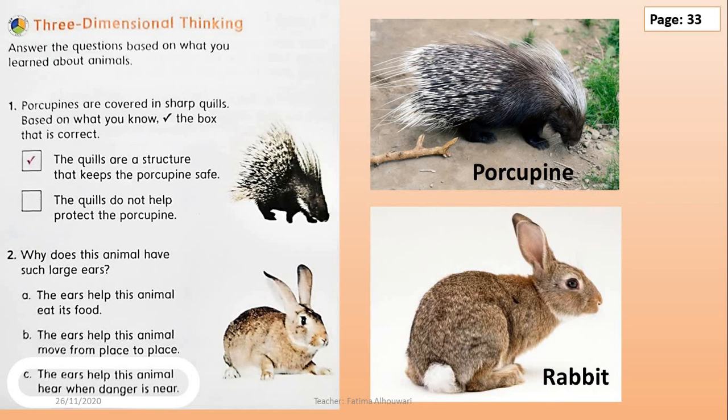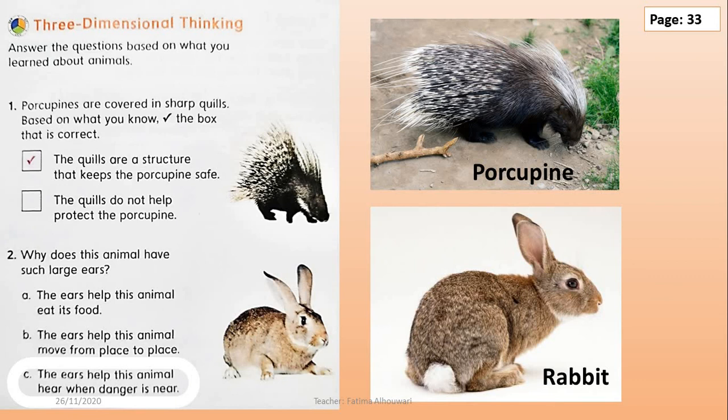So let's read question number 2. Why does this animal have such large ears? Let's see statement letter A. The ears help this animal eat its food. Is this true or not? Of course not. The rabbit uses its mouth to eat.